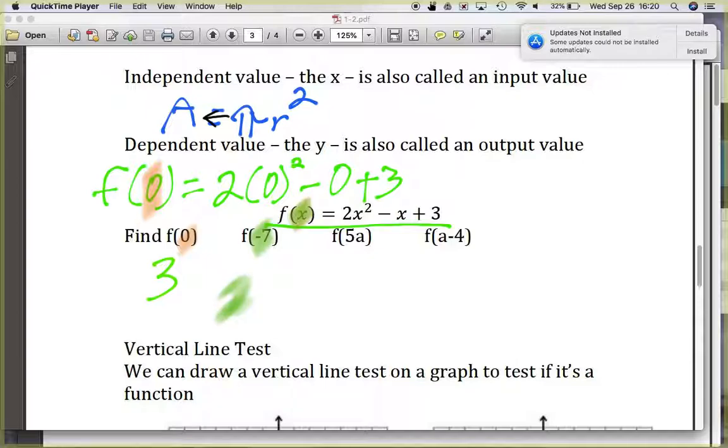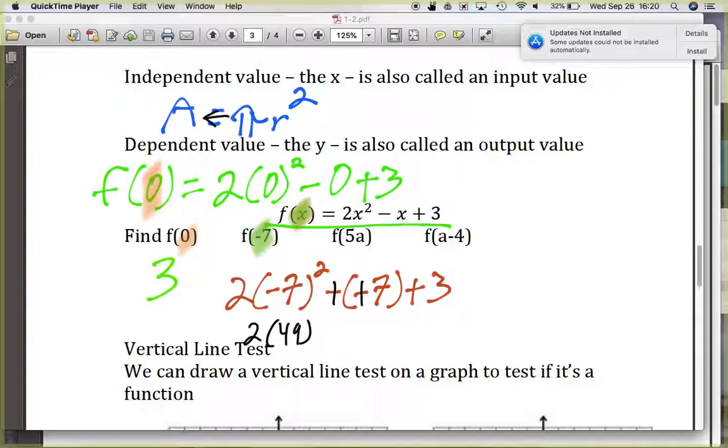So I'm going to plug negative 7 everywhere there's an x. And I do use parentheses because in cases like this, where those become a positive, because subtracting a negative equals positive, 2 times 49 plus 7 plus 3. 2 times 49 is 98, plus 7 plus 3 is 10, so that equals 108. Okay?